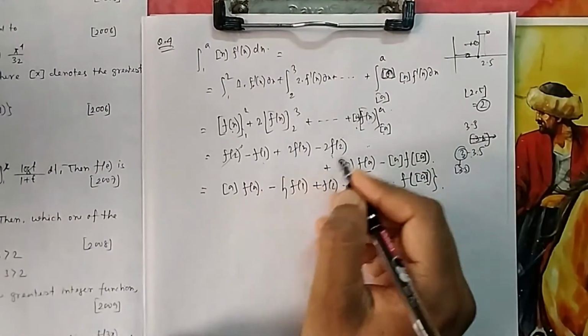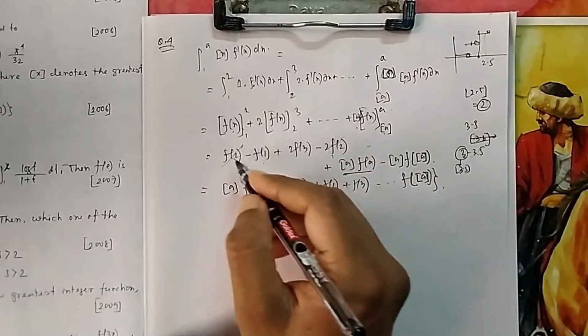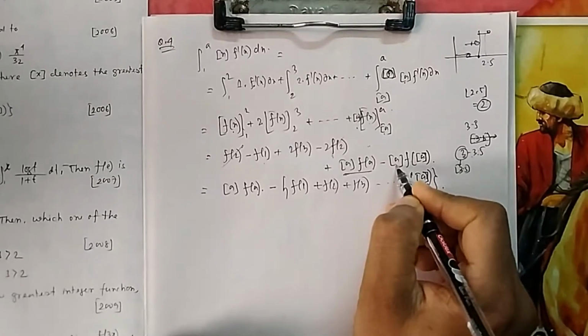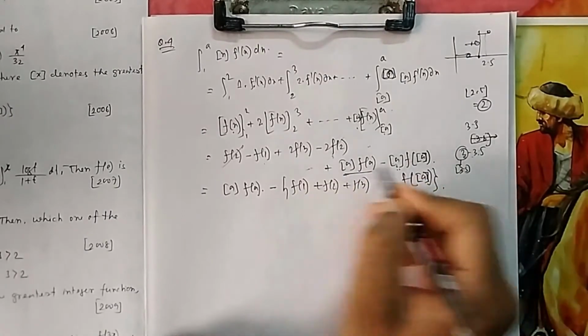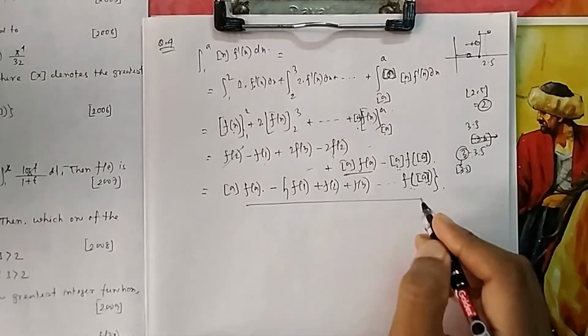Because terms will cancel out, only one will be left, cancelled with the previous one, like this one is cancelled with this one. Whatever is left, suppose it is left with 5, minus 5, then 4 will be just before that, so ultimately it will be minus 1 only. So that is your option A.